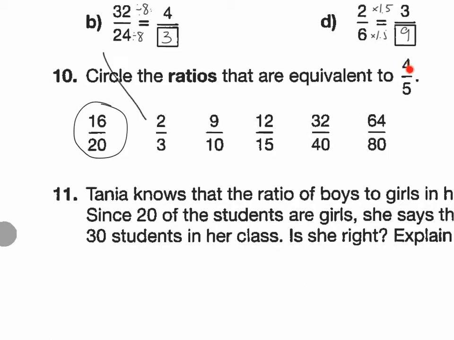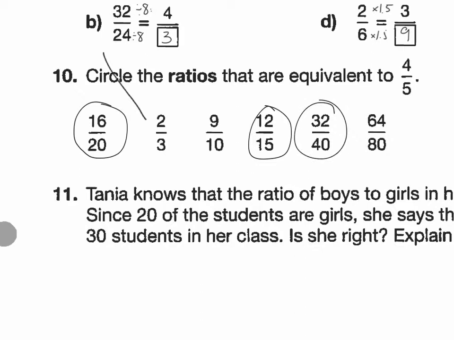If I divide 4 by 2, I'll get to 2, but I can't divide 5 by 2 to get to 3. So that is not one. Here if I multiply 5 by 2, I'll get 10, but if I multiply 4 by 2, I only get 8, so that is not one. If I multiply 4 by 3, I'll get to 12. If I multiply 5 by 3, I get 15, so that one is good to go. Okay. Here's another one. If I multiply 4 by 8, I get 32. If I multiply 5 by 8, I get 40, so that one's good.